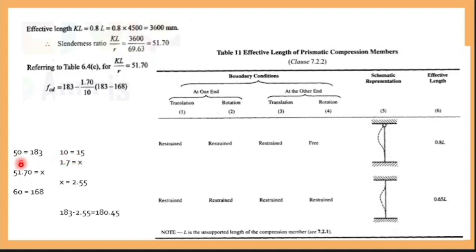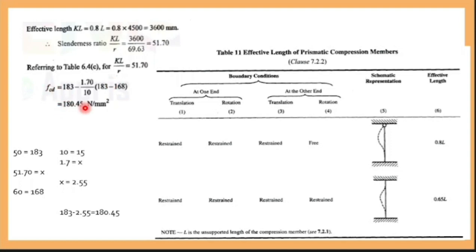And what is the difference between 50 and 51.7? 50 minus 51.7 is 1.7. Against 183 it will be an unknown, which will be x. You just cross multiply and you will find the value of x. X is 2.55, and subtracting from 183, 183 minus 2.55, you will get around 180.45. This is also another technique. There are a number of interpolation techniques. These are all interpolation, and interpolation can be done by different methods.